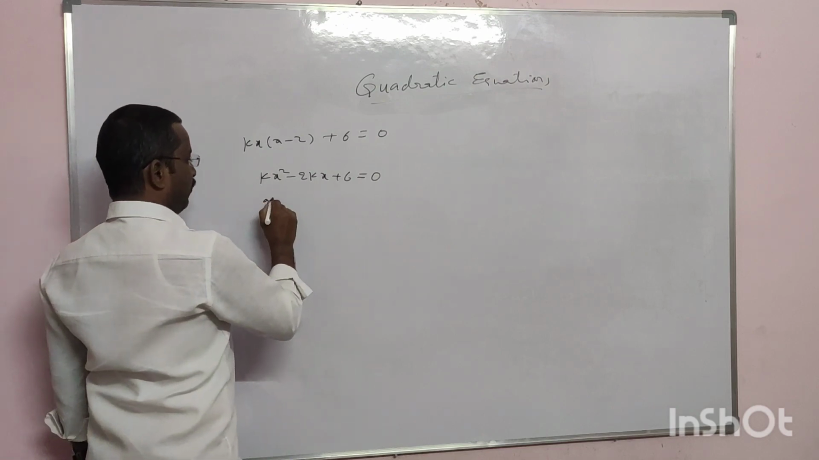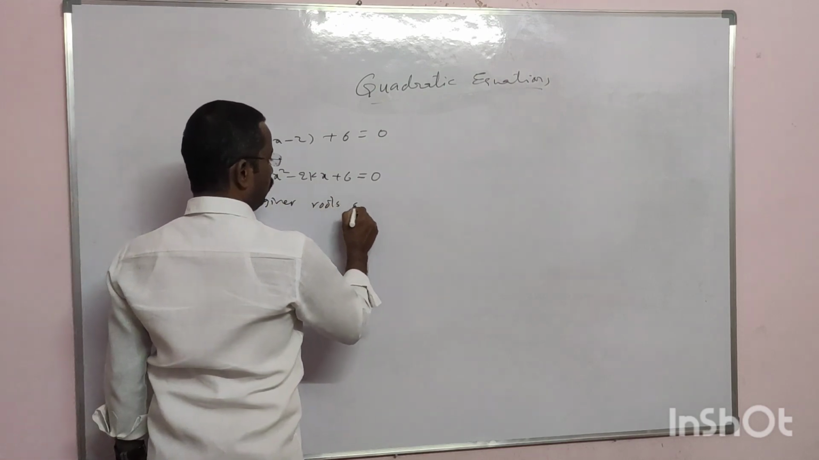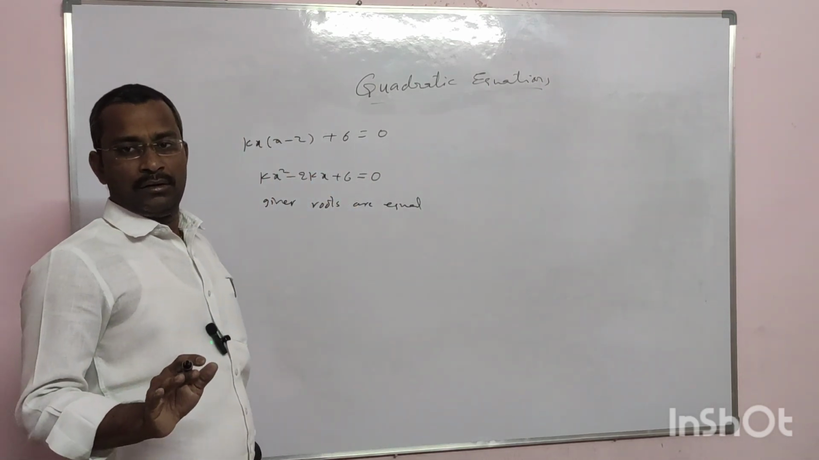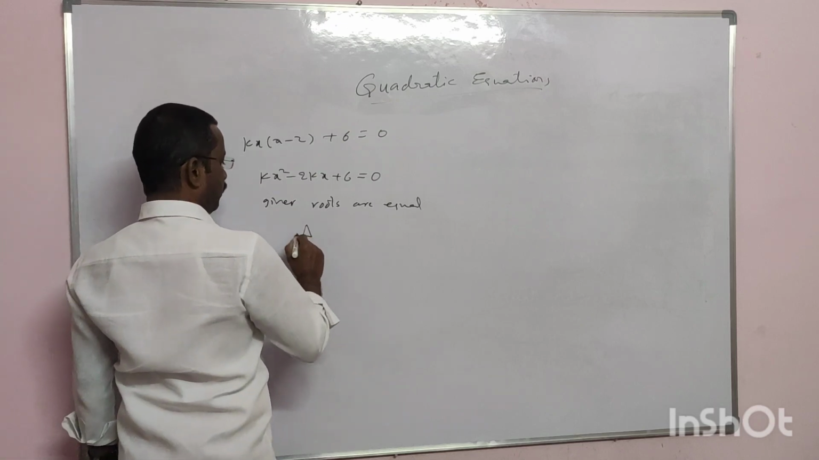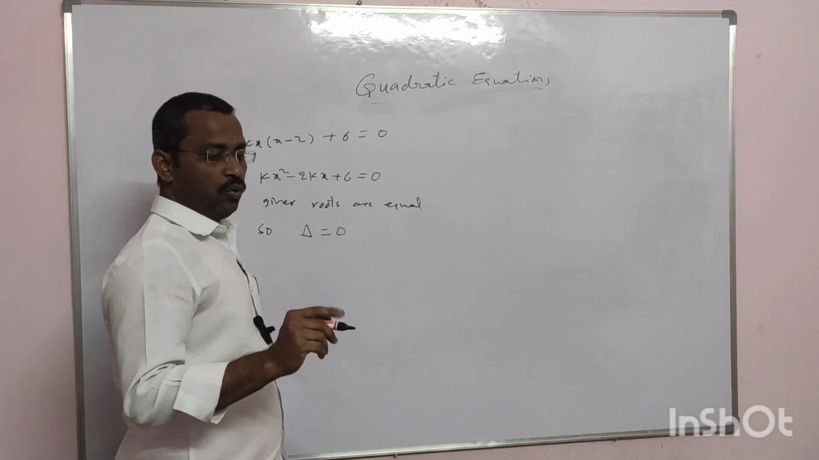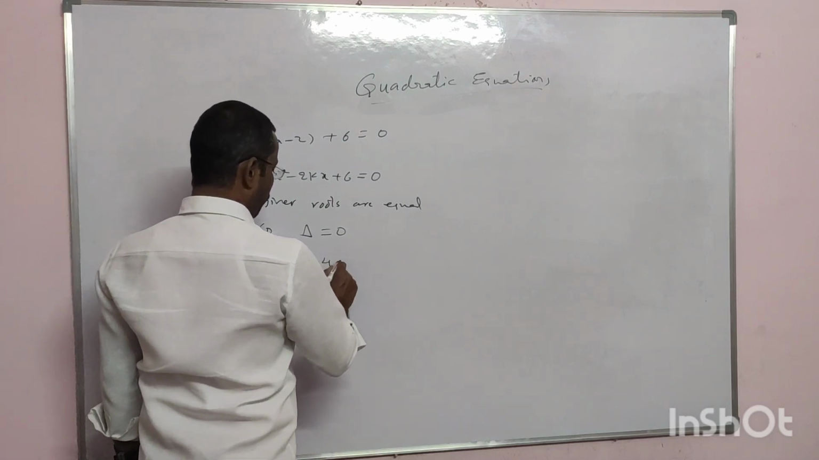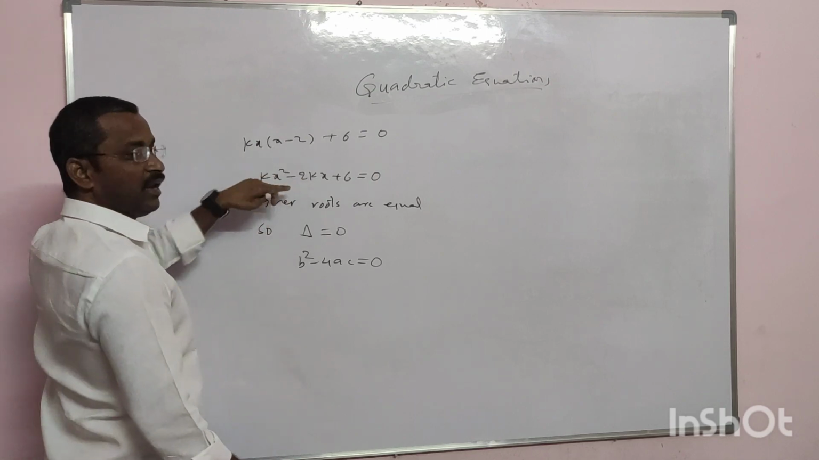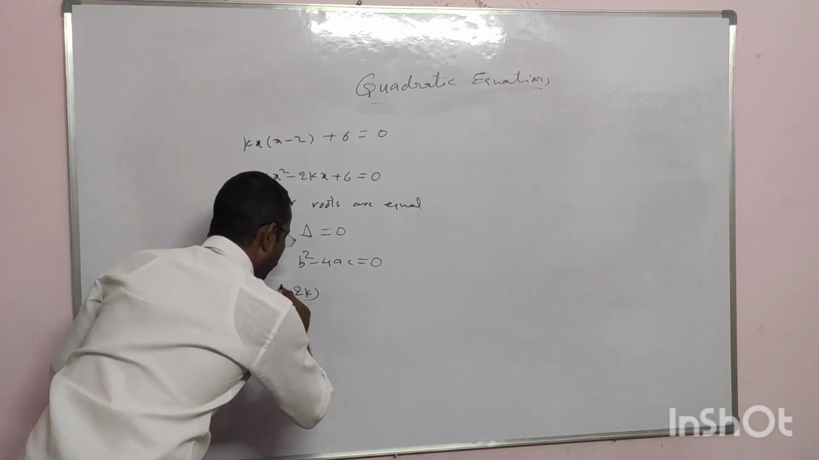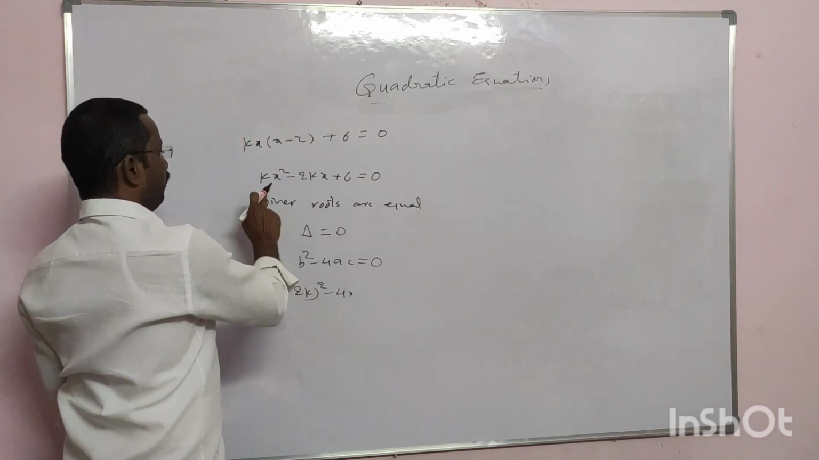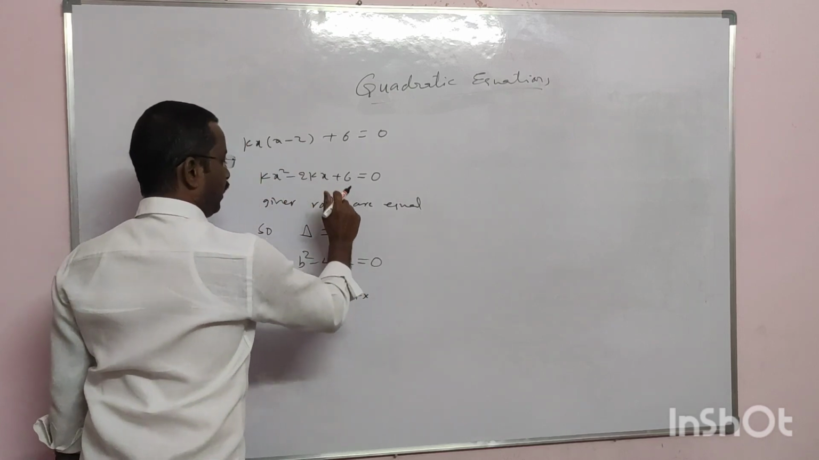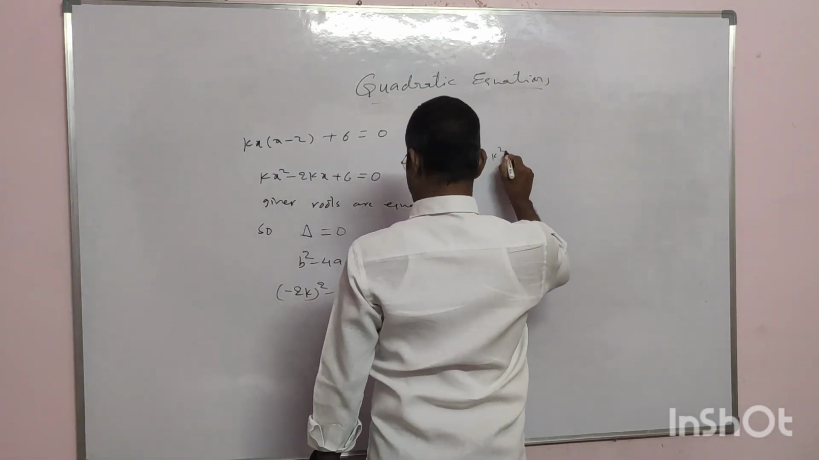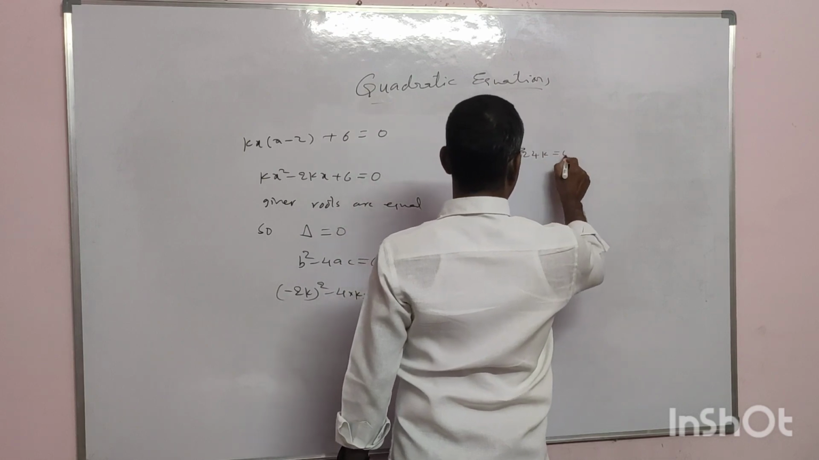ఏమి ఇచ్చినాడు? Given roots are equal. ఈక్వల్ అని చెప్పినాడు అక్కడ. అప్పుడు ఏమవుతుంది? సో డెల్టా ఈజ్ ఈక్వల్ టు 0. హూ ఇస్ యువర్ డెల్టా? b square minus 4ac equal to 0. Who is your b? Minus 2k. Minus 2k whole square minus 4 into what is your a? What is your b? Right? ఇప్పుడు చూడండి, 4k square minus 24k is equal to 0.